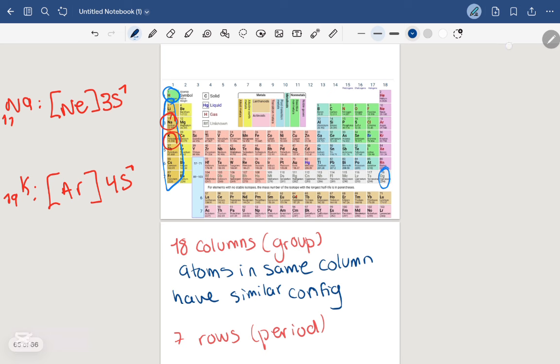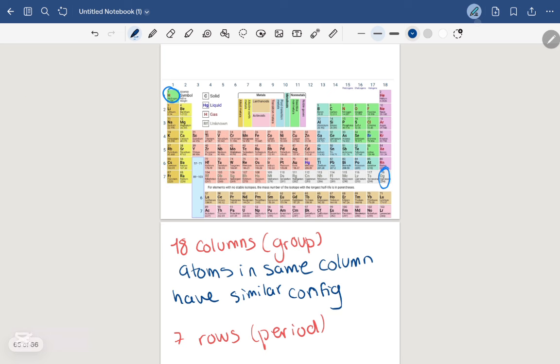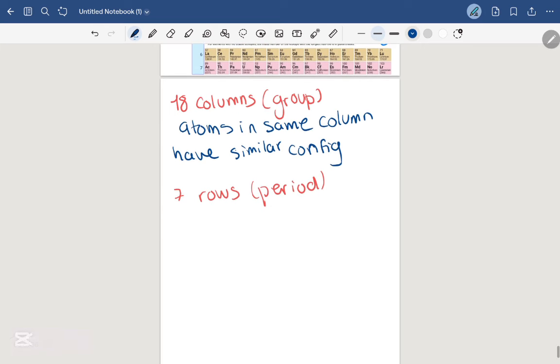So what do we notice? They have similar configurations. In which sense? In the sense that they end with exactly the same thing. The only thing that differs is their core electrons. The core electrons are the electrons that the noble gas behind the element has. So for sodium, neon is the core electrons, and argon is the core electrons for potassium. We notice that they both end with s1. So this is something very important we need to know about columns: atoms in the same column have similar configurations.